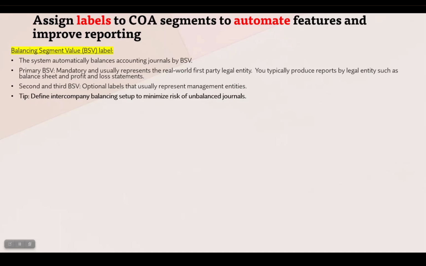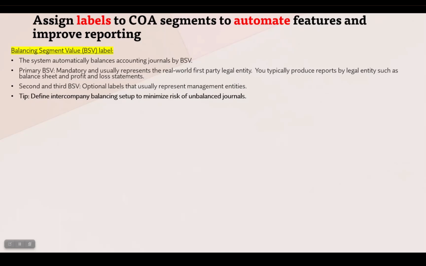Define intercompany balancing setup to minimize the risk of unbalanced journals. What does unbalanced journals mean? In case you have a lot of values in the primary balancing segment value set, it is better to define intercompany balancing setup to minimize the risk of unbalanced journals when users make journals between company 1, company 2, company 3. In this case, the journals will be unbalanced because they differ in the primary balancing segment.